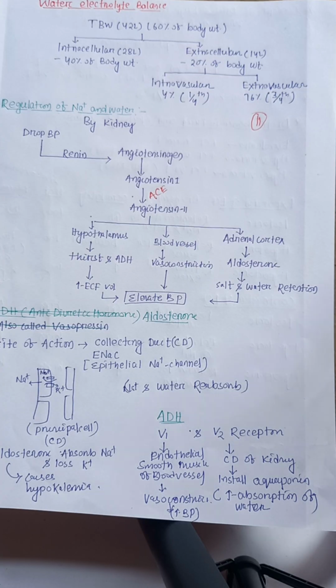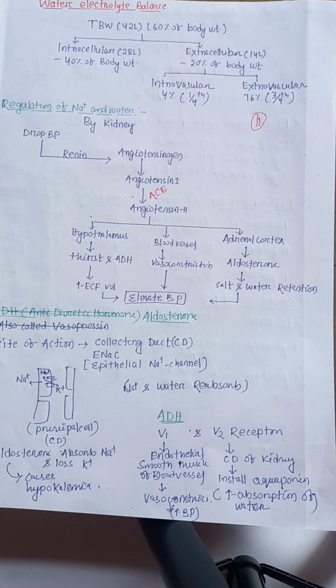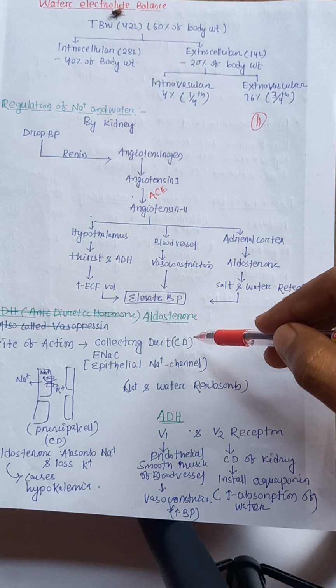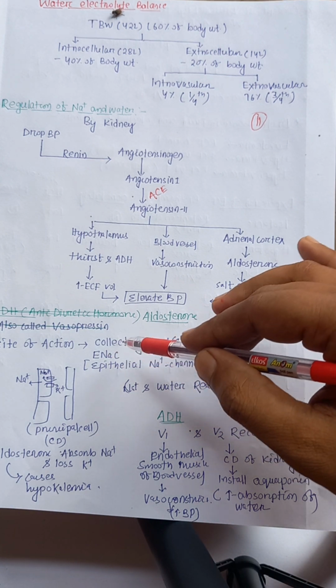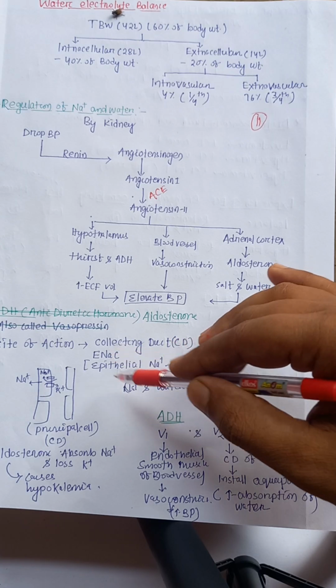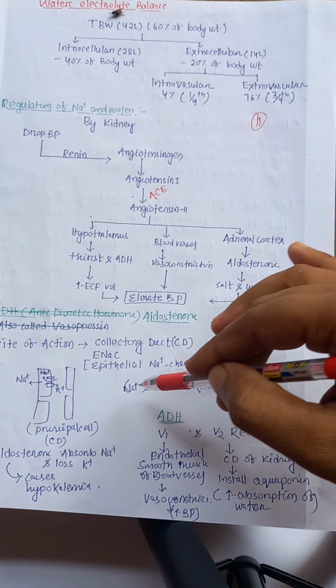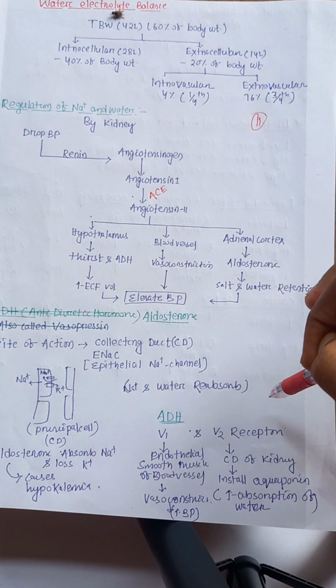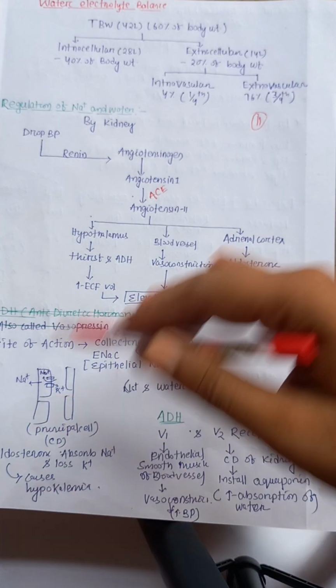Okay, this is the renal mechanism of blood pressure regulation, as well as of water and electrolyte balance. Very, very important, and it also happens in the long-term regulation of BP. See the function of aldosterone: it acts on the collecting duct. ENaC is the epithelial sodium channel, you should know about this from physiology. Sodium and water reabsorption takes place by the principal cells of the collecting duct.